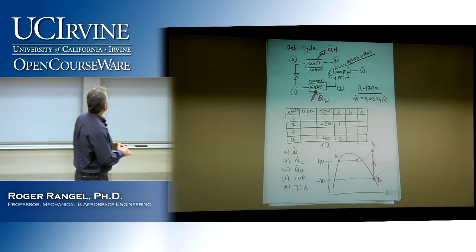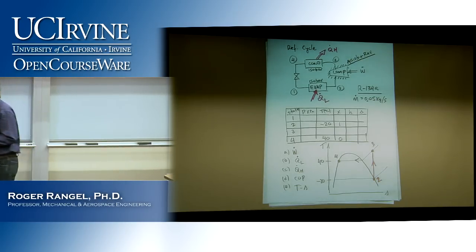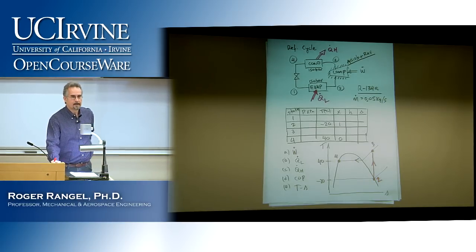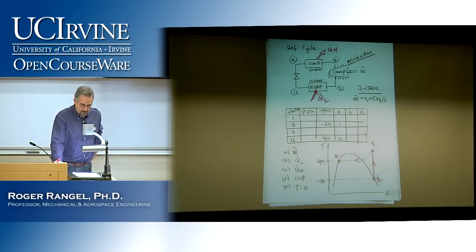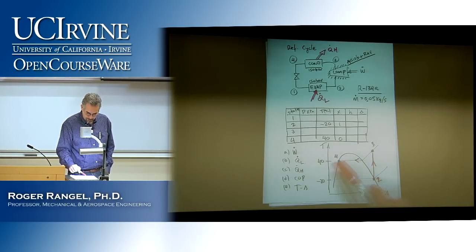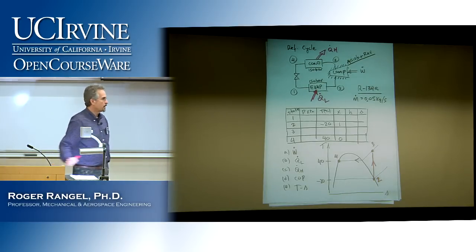So in other words, the question is, what happens through that expansion valve? Does anybody remember what happens through an expansion valve? Pressure drops. In fact, we know where to go in terms of the pressure, right? Pressure is going to drop from the pressure of the top blue isobar to the pressure on the lower blue isobar. Yes?